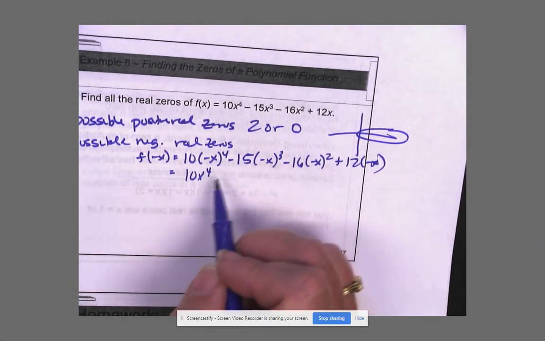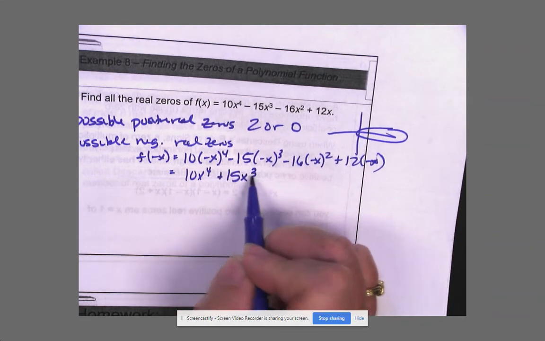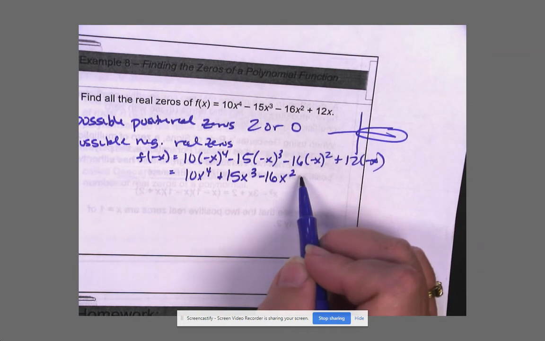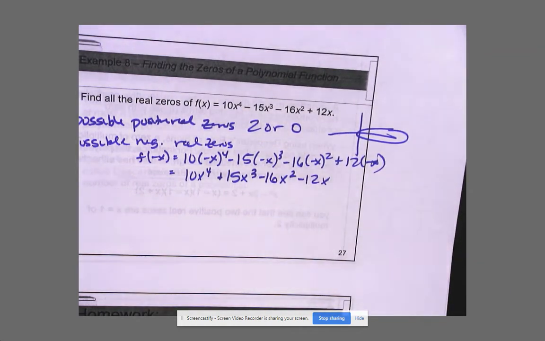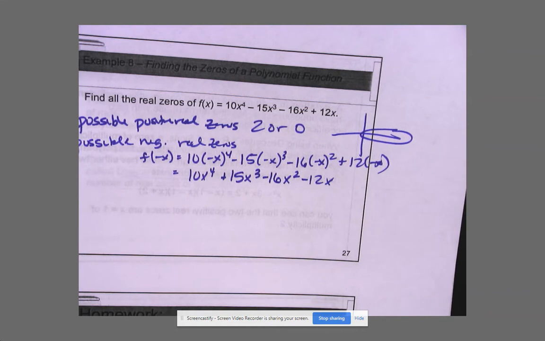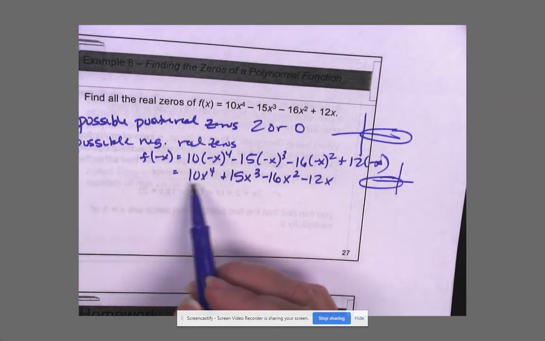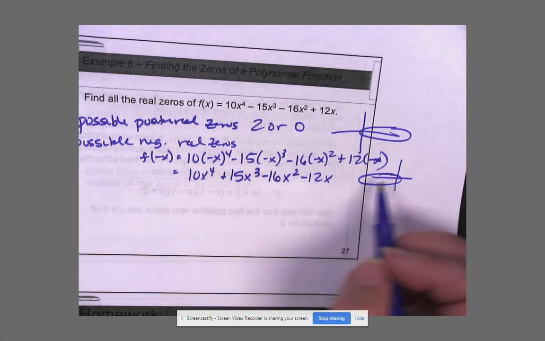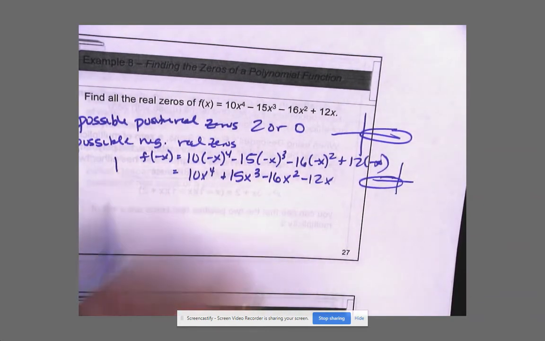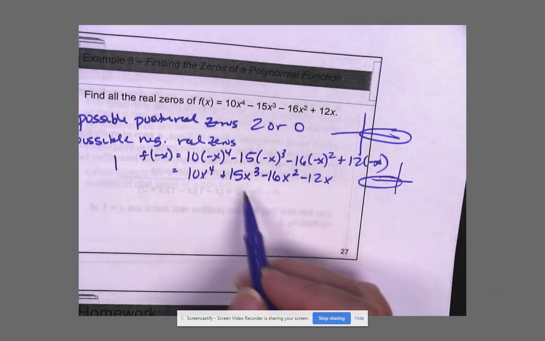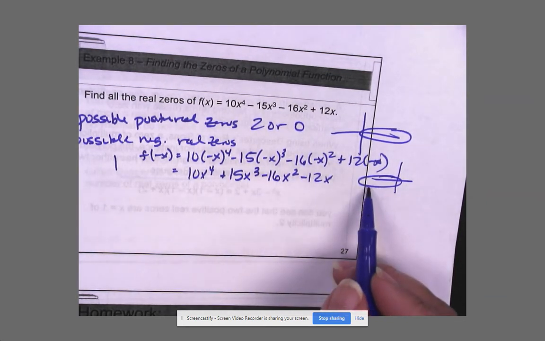So then if we're going to get 10x to the fourth, and then this would give me what? Negative times a negative would end up being a positive. And then that's going to be negative 16x squared. And that would give me minus what? 12x. So how many possible negative real zeros would I have? So in other words, how many times do I think it's going to cross this side? How many sign changes do we have? 1. So how many times is it going to cross that side? 1. Does that make sense? There's 1 sign change out of this whole thing. So it's guaranteed to cross the side of the x-axis once. Does that make sense? It's all about analyzing. It's all about talking about what it looks like.